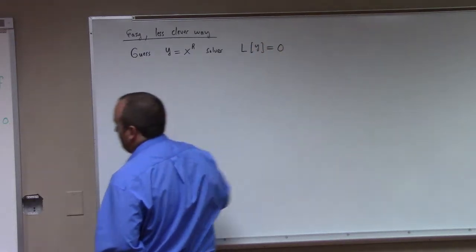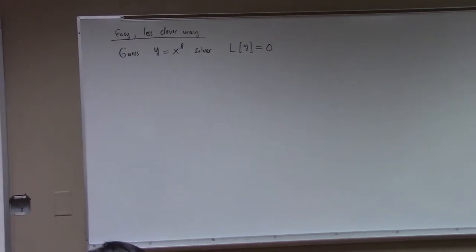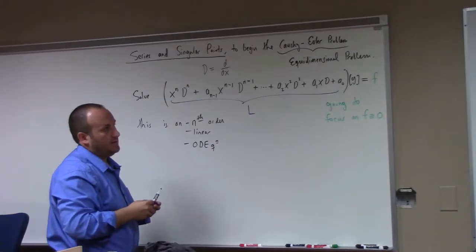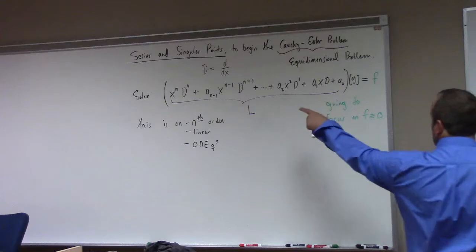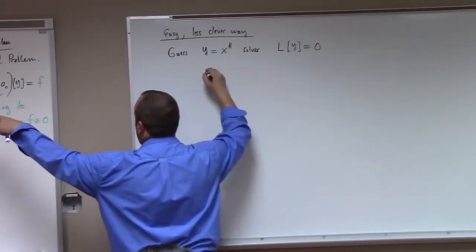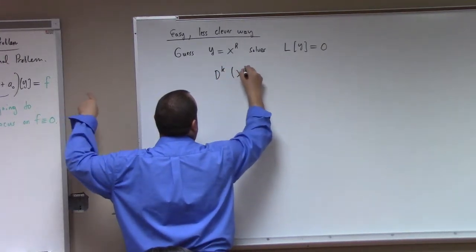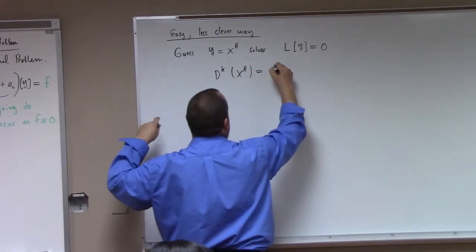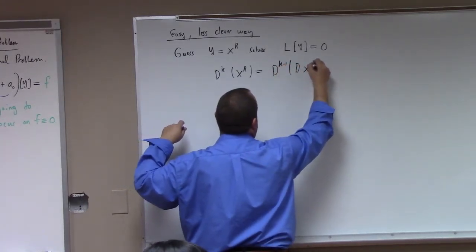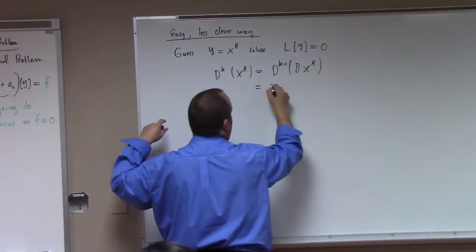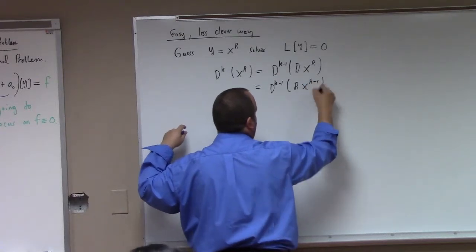So I'm going to call the differential operator, which defines the differential equation, L, for lack of a better idea. And so if you plug x to the r into this, what happens? What's the kth derivative acting on x to the r? What's that give us? This is d to the k minus 1 times d acting on x to the r. So what's the derivative of x to the r? r x to the r minus 1, am I right?